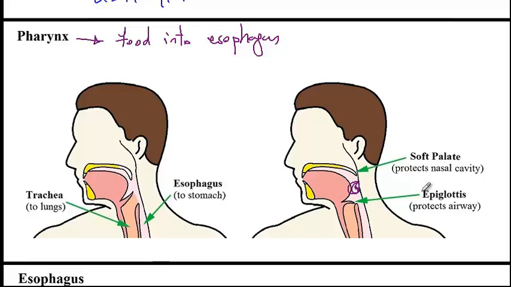And then another important structure is the epiglottis, which protects the larynx, and it prevents any food particle from entering into the larynx, and then from here on the trachea. So the epiglottis is playing a very important role in preventing choking and having any food particle lodging into our lungs.